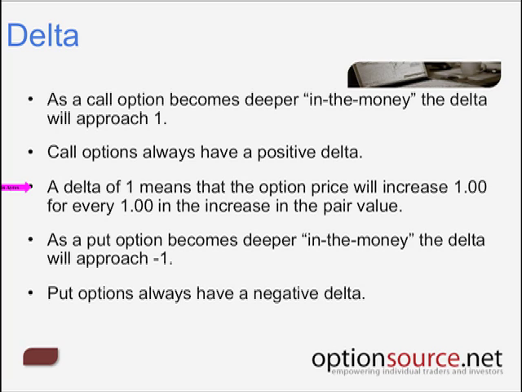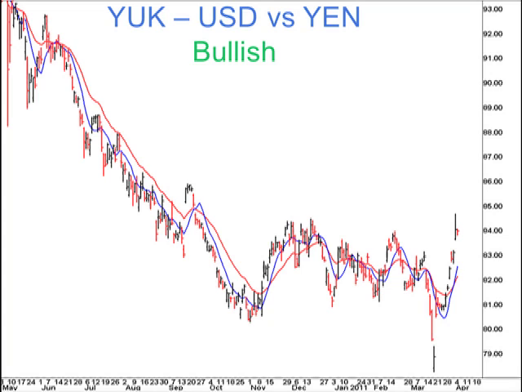So as a put option becomes deeper in the money, that delta will approach negative 1. Now, once again, just as a quick reminder, a delta of 1 means that the option price will increase 1 point for every 1 point increase in the underlying pair value. And another point of consideration is that a put option will always have a negative delta.